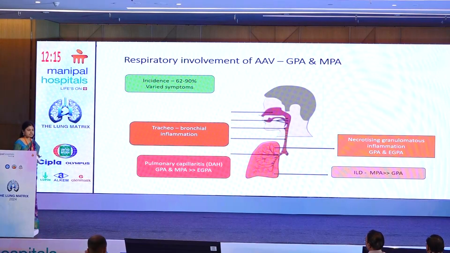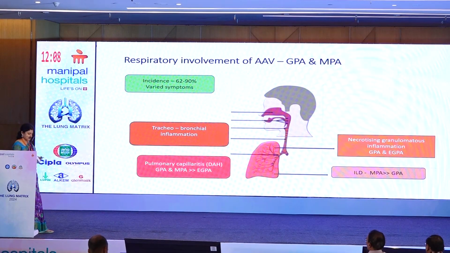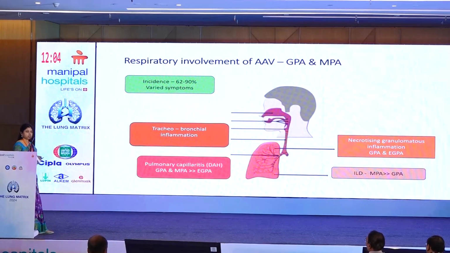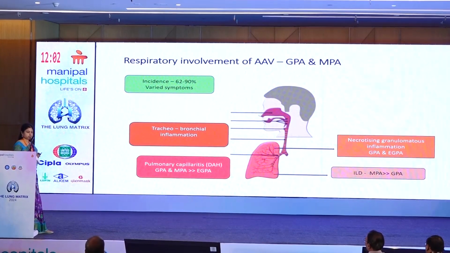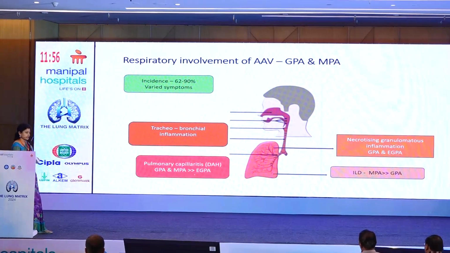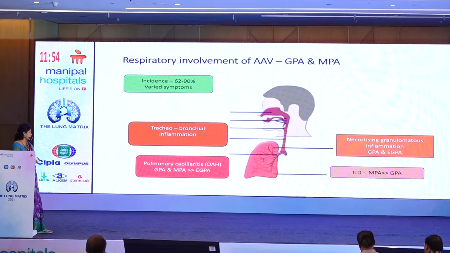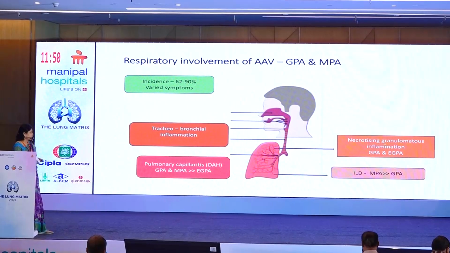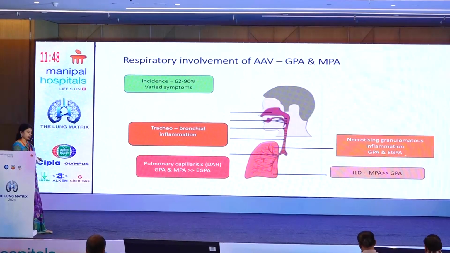So now we are concerned with only the respiratory tract involvement in ANCA vasculitis. First I will be covering the GPA and MPA. The incidence is around 62 to 90% with varied symptoms, and the pattern can be in the form of 4 different types of presentations. The first is tracheobronchial inflammation. The second is pulmonary capillaritis, otherwise called diffuse alveolar hemorrhage, which is more commonly seen in GPA and MPA than EGPA. And the third is necrotizing granulomatous inflammation.